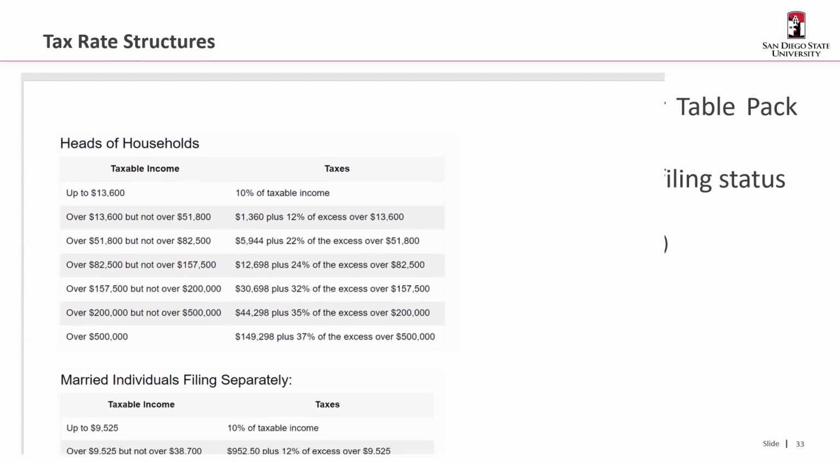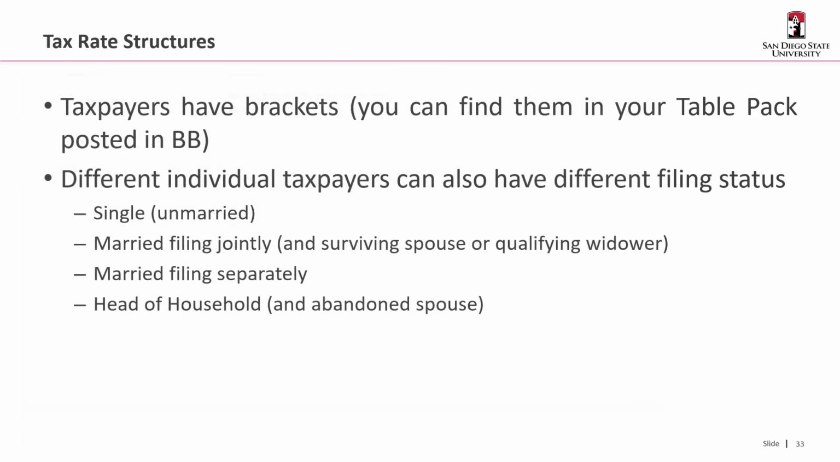And you'll see that in your table pack, under individual taxes for either 2018 or 2019, there are actually 4 different tax tables. Now, in the last module, we used the single table only. But you can see that there's a single table, there's a married filing jointly table, there's a married filing separately table, and there's a head of household table. And a couple of these actually deal with more than just what's listed in the table. So, for example, married filing jointly takes care of surviving spouse, or what some people call a qualifying widower or widow. And head of household takes care of head of household, of course, and also an abandoned spouse.